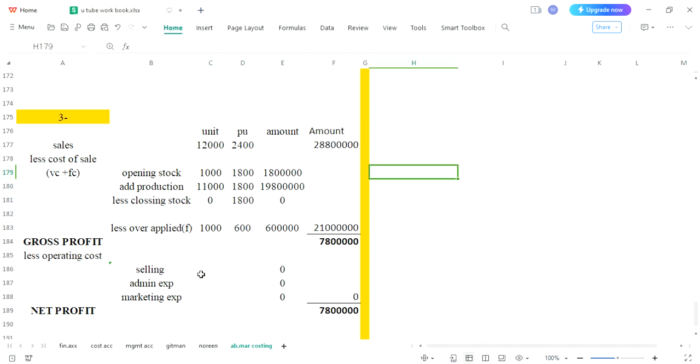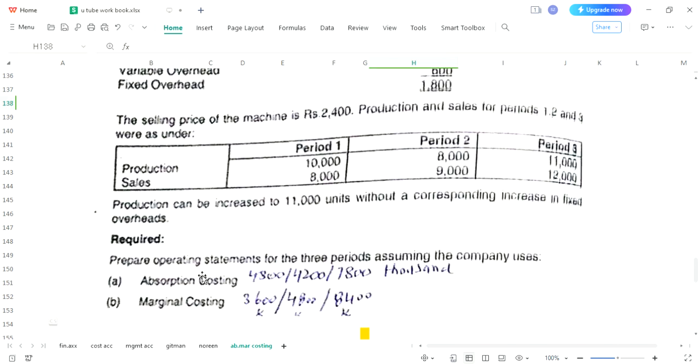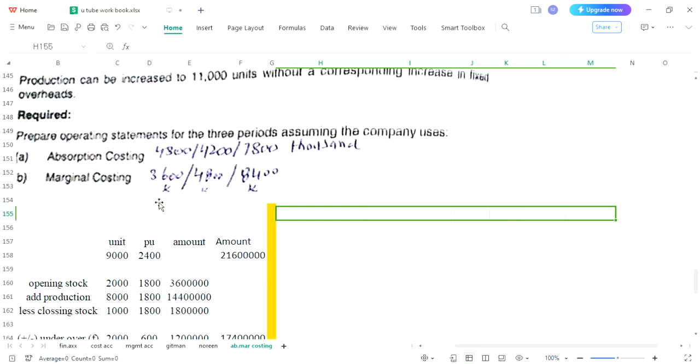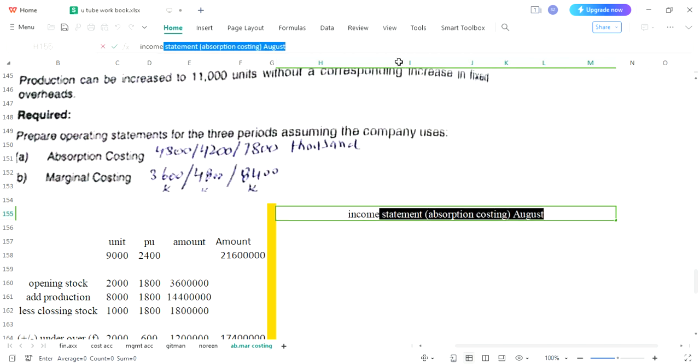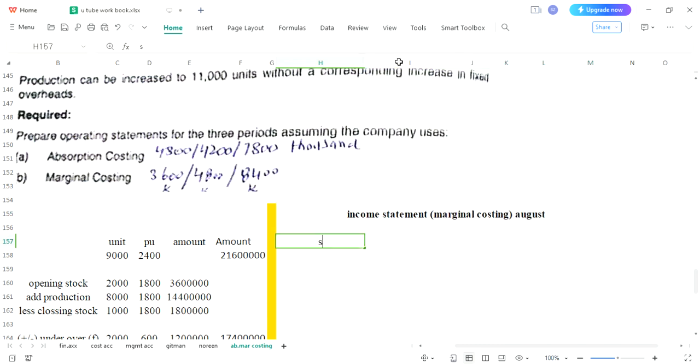In the similar way we are now up to marginal costing. These three answers are completed: 7800, 4200 and 4800. We will now be following our marginal costing. So what we will do here, we will make a space for marginal costing and there we will write our income statement according to marginal costing. And how would it start? Again we need sales and we will subtract our variable cost only.